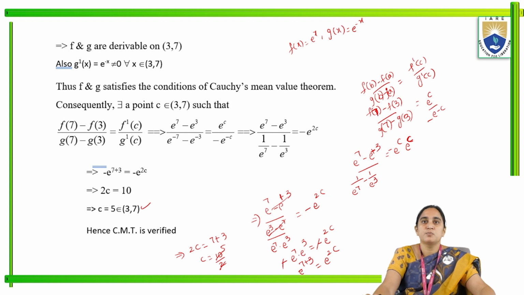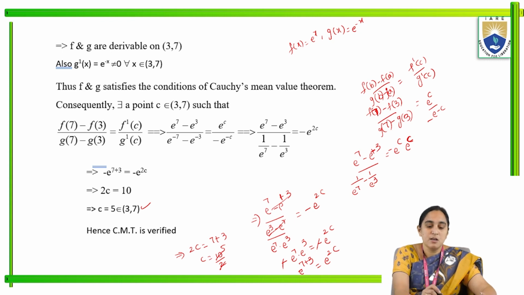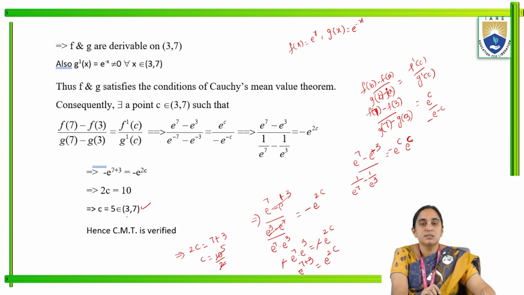The two are satisfying differentiation. If the two are differentiable, it means the two are continuous, and g dash of x is not equal to 0, and there exists c belongs to (a, b) such that from that condition we get c is equal to 5. Once observe, this is in the open interval, this belongs to (3, 7) only. Therefore this is the right answer. So Cauchy's mean value theorem is verified.